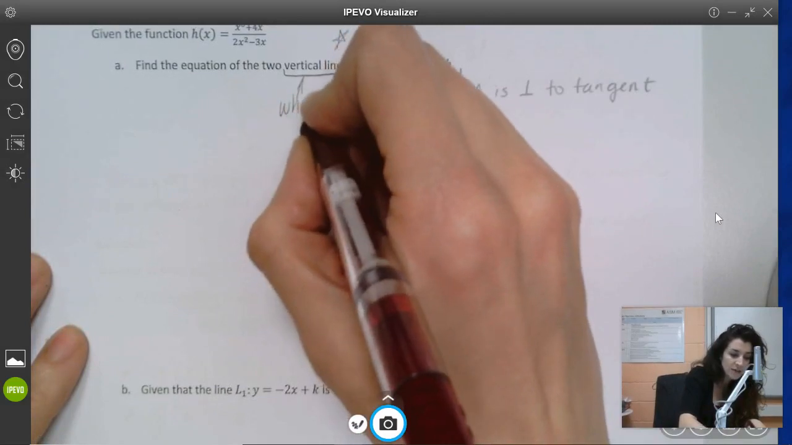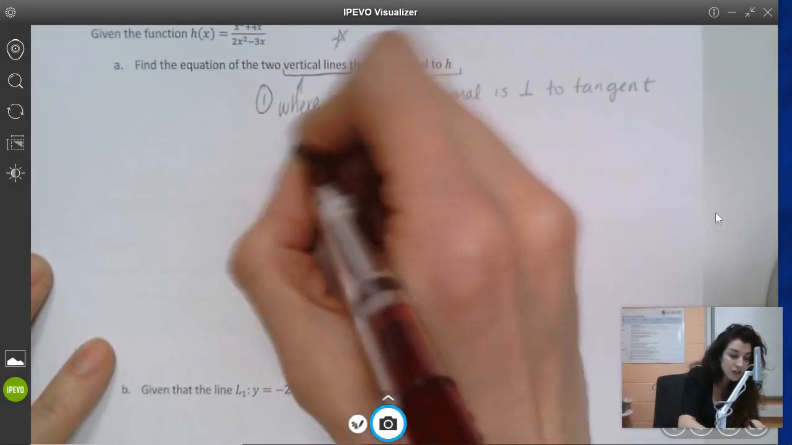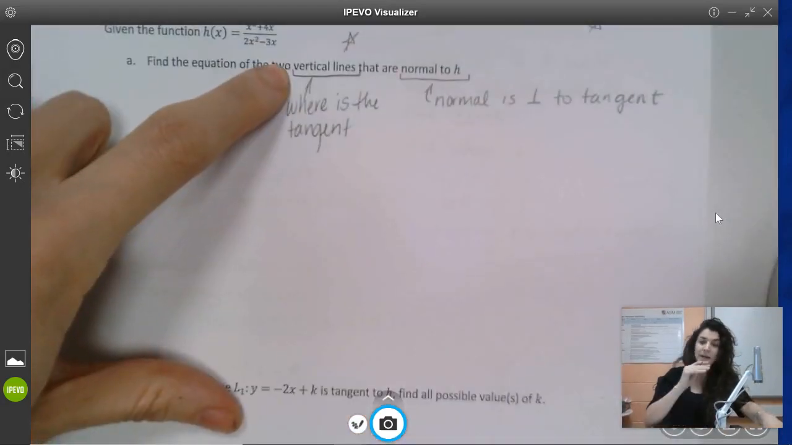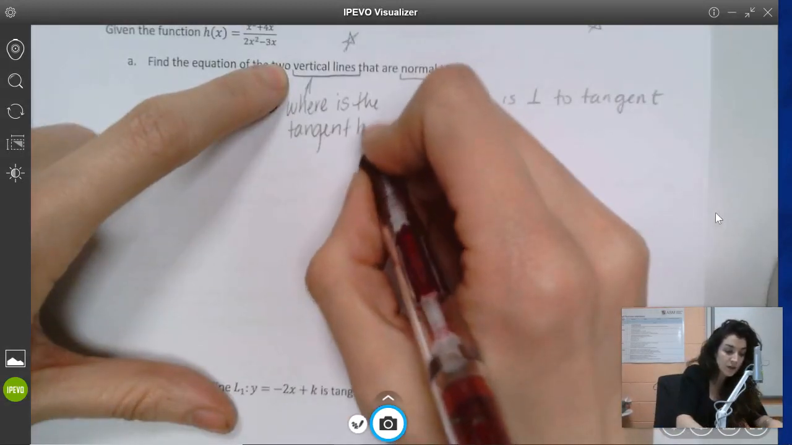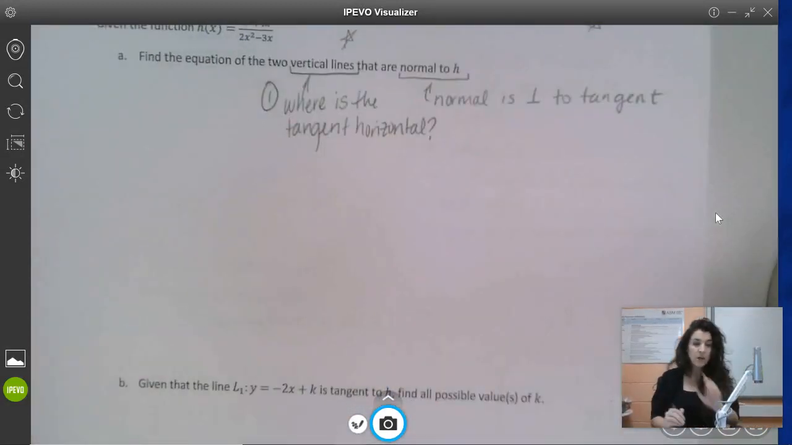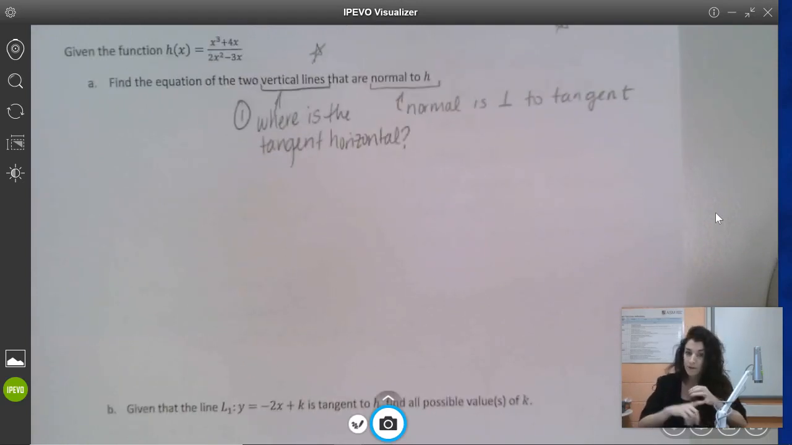So we're going to ask ourselves, first of all, where is the tangent not vertical, but instead horizontal? Okay, so let's just go through and first find out where is the tangent horizontal. First things first, we should graph this guy on our calculator if you haven't already. And then second, we will probably want to graph our derivative.